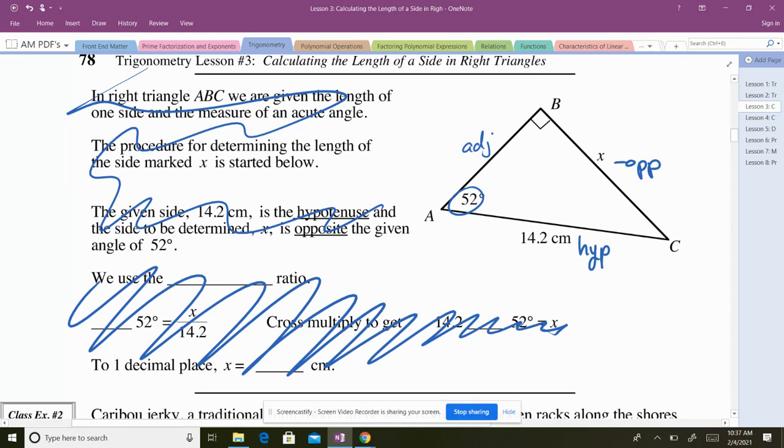And the angle, right? So if you are trying to find the opposite and you're given the hypotenuse, you go to your trig functions. Which one involves opposite and hypotenuse? Sine, right? So that's the trig function you have to use.